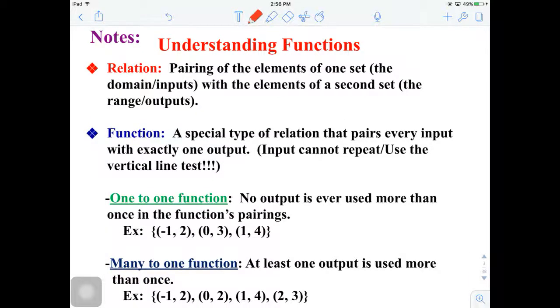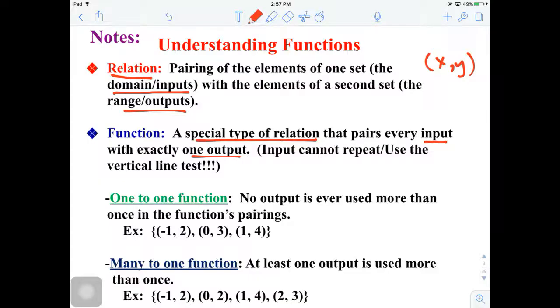Understanding functions: a relation, as you may have learned in elementary school or middle school, is a pairing of an element which has an x value and a y value. So that would be a relation. And we call the x value the domain or the input, and we call the y value the range or the output. So a function is a special type of relation that pairs every input with exactly one output. So the input cannot be repeated in order for this to be a function.